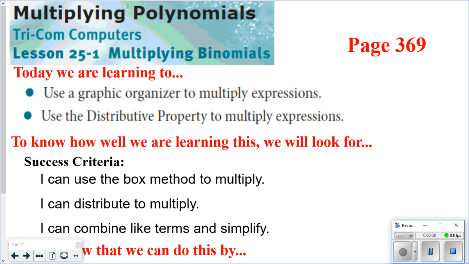We are starting a new activity today. So we're in activity 25. Lesson 25.1 is all about multiplying binomials. So we are going to use a graphic organizer in order to multiply expressions. And then we're also going to use something called the distributive property in order to multiply expressions. And I am going to teach you an acronym called FOIL.